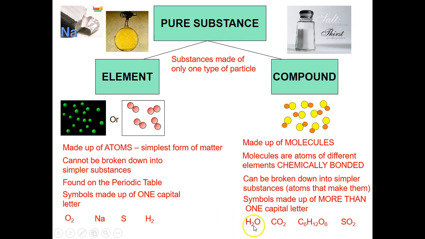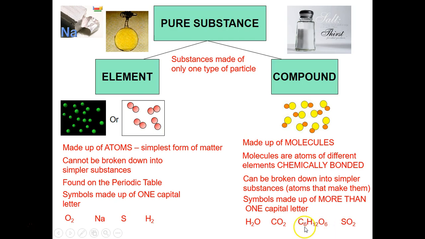Now again, the subscripts tell us the number of each atom that we have in those compounds. So H2O means 2 atoms of hydrogen and 1 atom of oxygen. CO2 is 1 atom of carbon and 2 atoms of oxygen. Take a moment and pause the video, see if you can work out how many atoms of each element are in these two compounds.